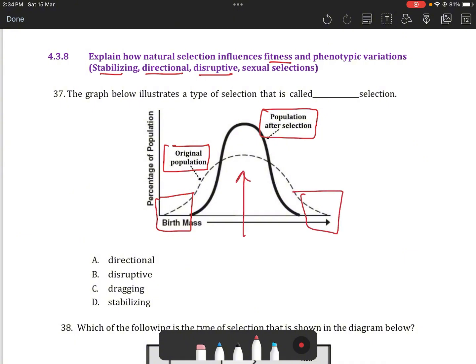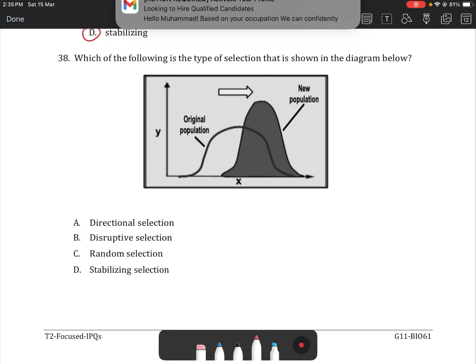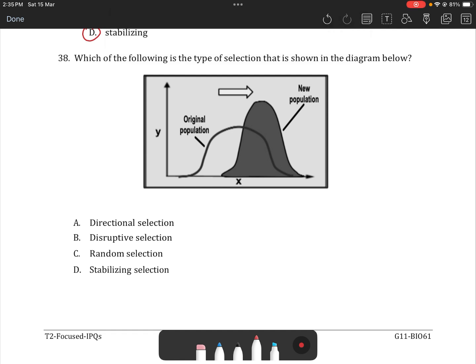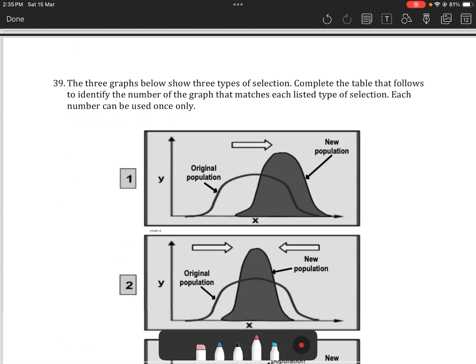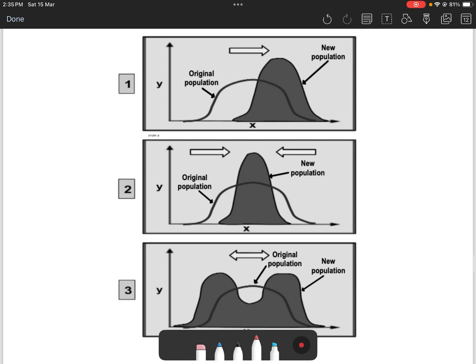So what's happening here, the extremes are ending and the average is being selected. So this is stabilizing selection. When the average is selected, this is stabilizing. In this diagram, it's moving in one direction. So you can see the direction of the arrow, it's going in one direction, so it is directional. These are the three graphs that I can easily check and discuss with you.